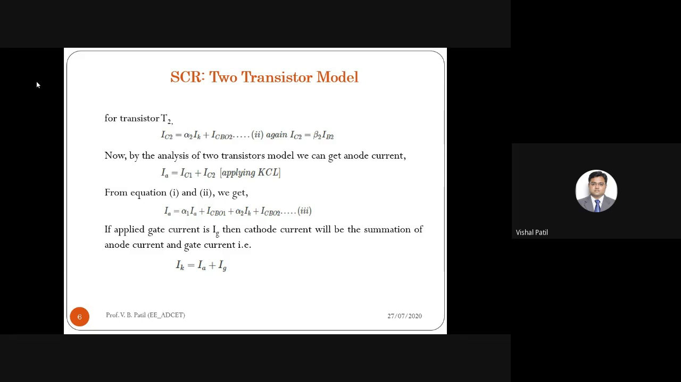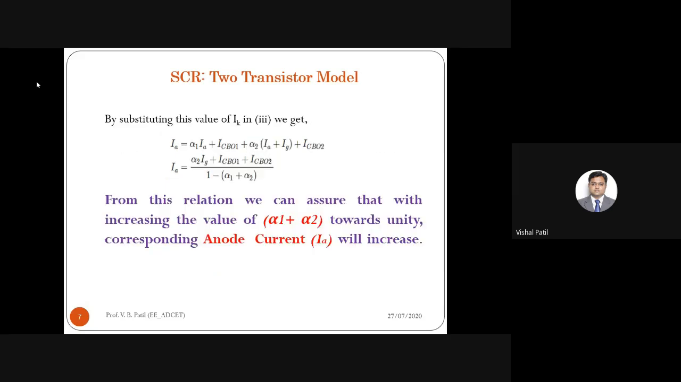Now rearranging the terms by eliminating the cathode current, because I don't want IK, I want IA. So IK is equal to IA plus IG. So you can replace IK by IA plus IG in the next expression. So you will get this: IA is equal to alpha 1 IA plus ICBO1 plus alpha 2 into (IA plus IG) plus ICBO2. And rearranging the terms, IA to the left side only. So IA is equal to alpha 2 IG plus ICBO1 plus ICBO2, divided by 1 minus (alpha 1 plus alpha 2).